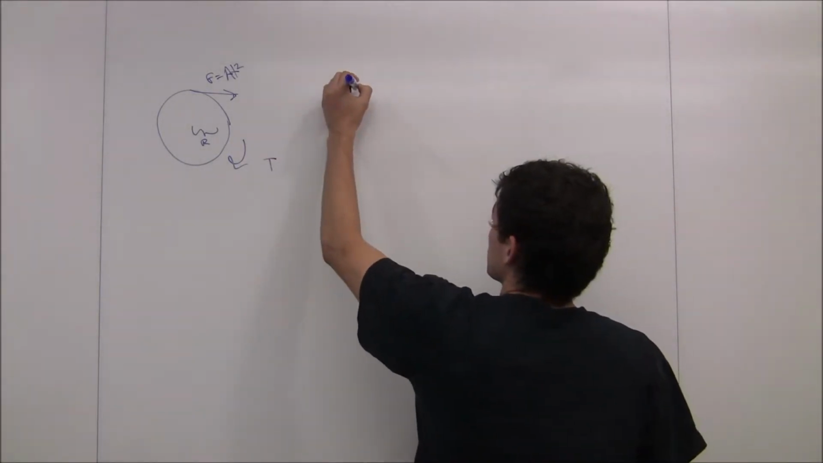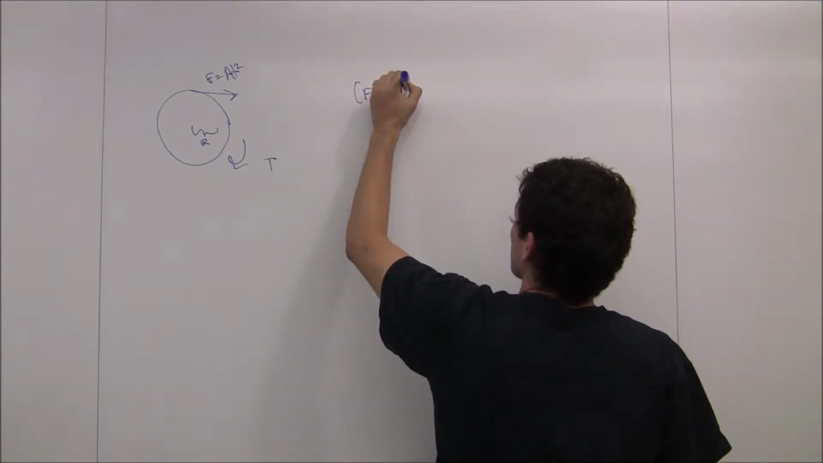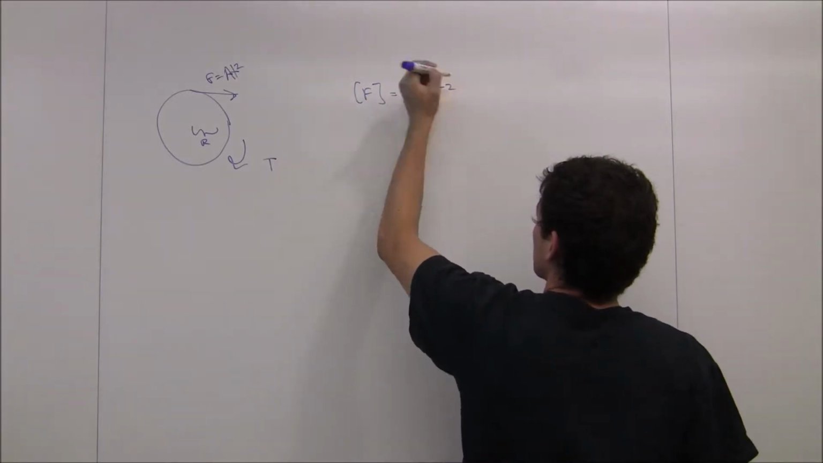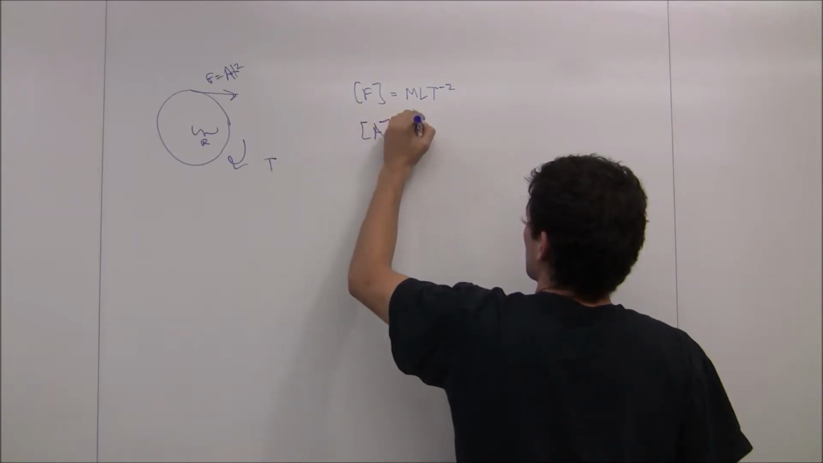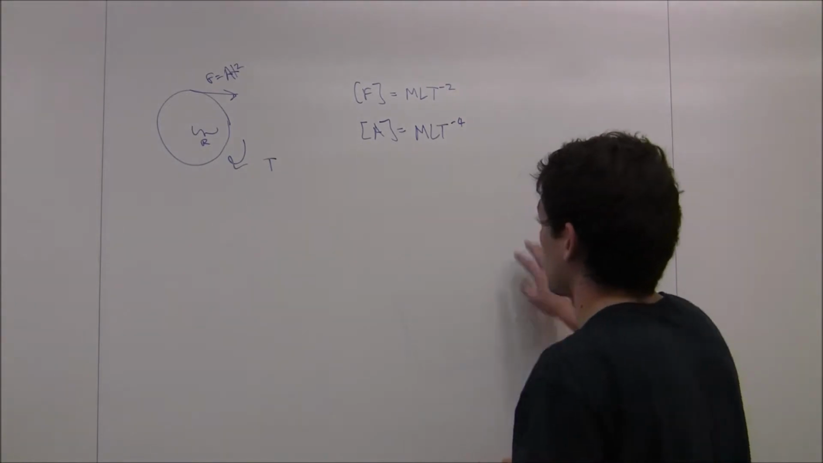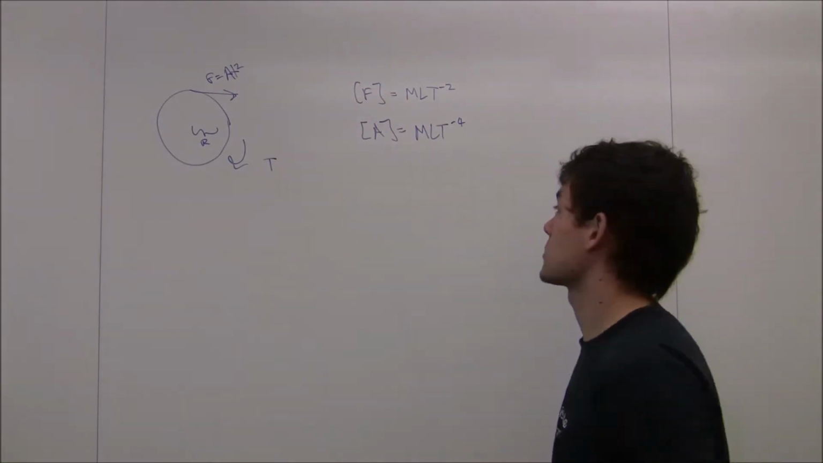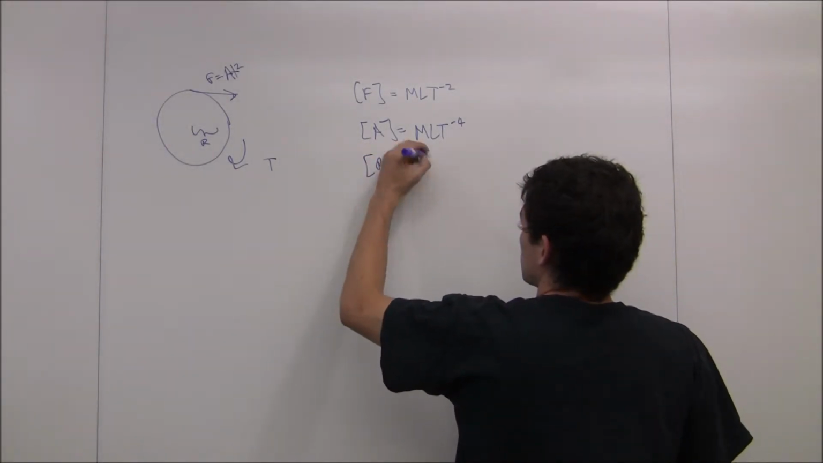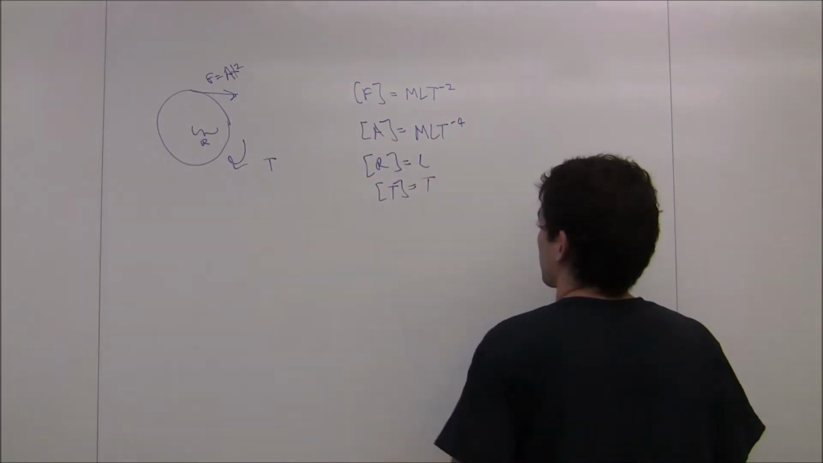So remember that the dimensions of force are mass times length per second squared. And so that tells us that the dimensions of A are going to be mass times length per time to the fourth, because it has to be multiplied by time squared in order to gain dimensions of force. Dimensions of r are just length, and dimensions of period are just time.